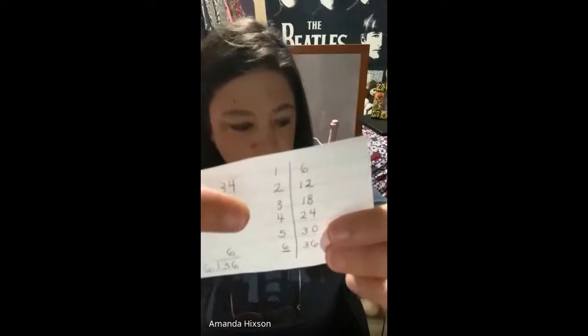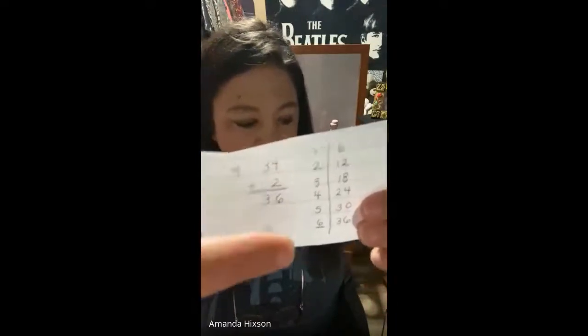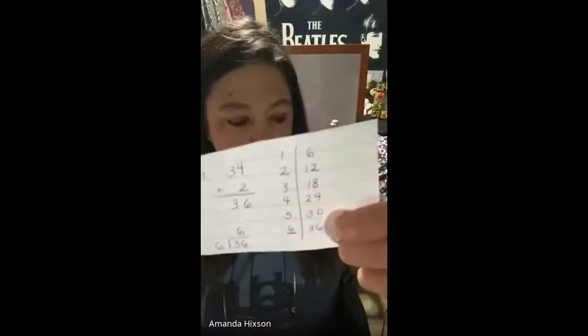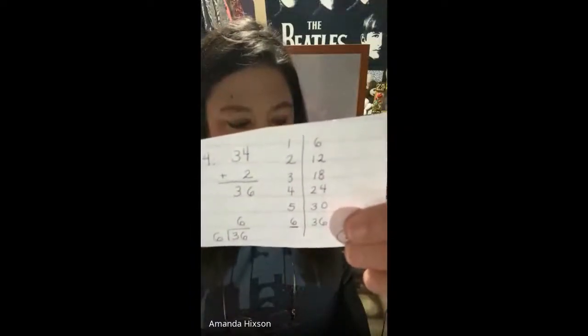And you could have done an input-output chart too. And then 1 table with 6 people, 2 tables, 12 people, 3 tables, 18 people, all the way up until you got up to 36 people, and then you found out that it was 6. 6 tables with 6 people in each table is 36, because 6 times 6 equals 36. And division and multiplication, they're opposite operations. So if 36 divided by 6 equals 6, then 6 times 6 equals 36.